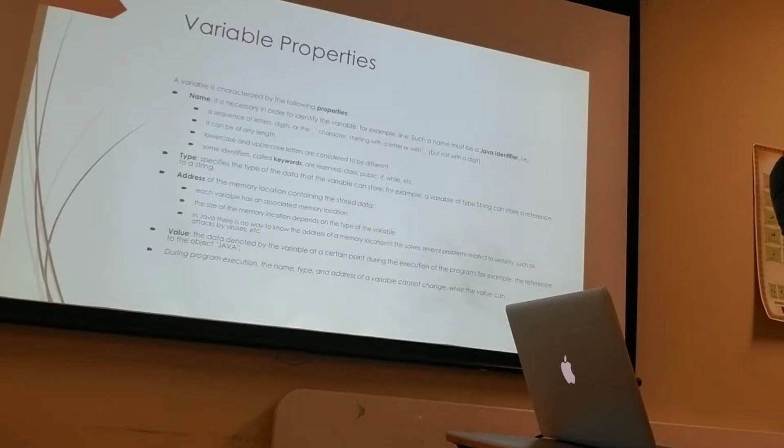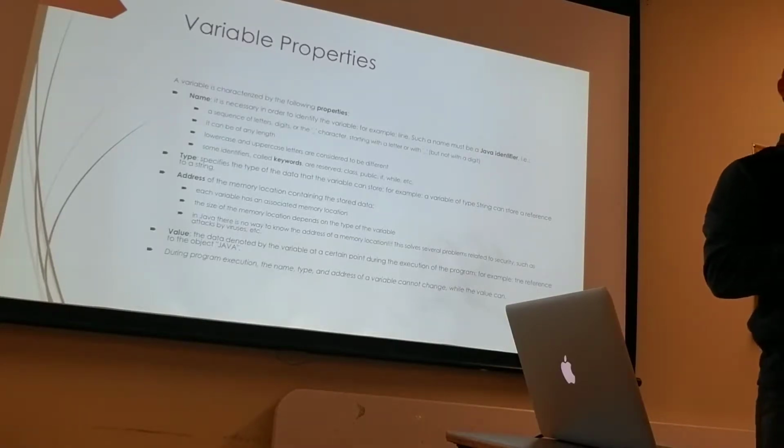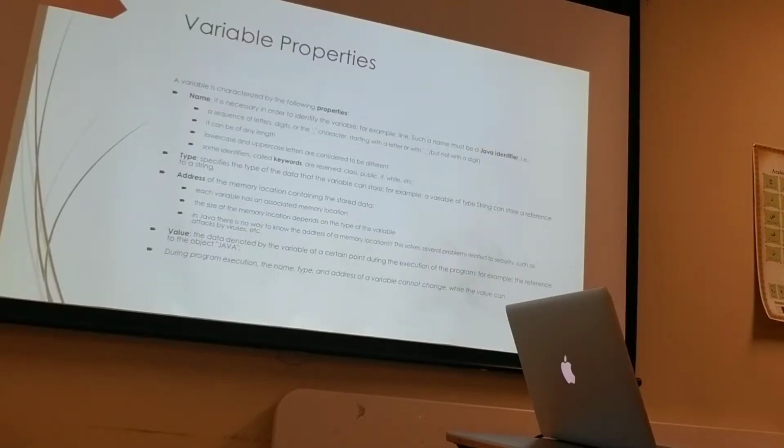Type, we are talking about data type. So a variable has a type, which means that if somebody gives you a variable that has a name, you don't know what variable it is, right? Is it a float? Is it a string? You don't know. So a variable must have a type.